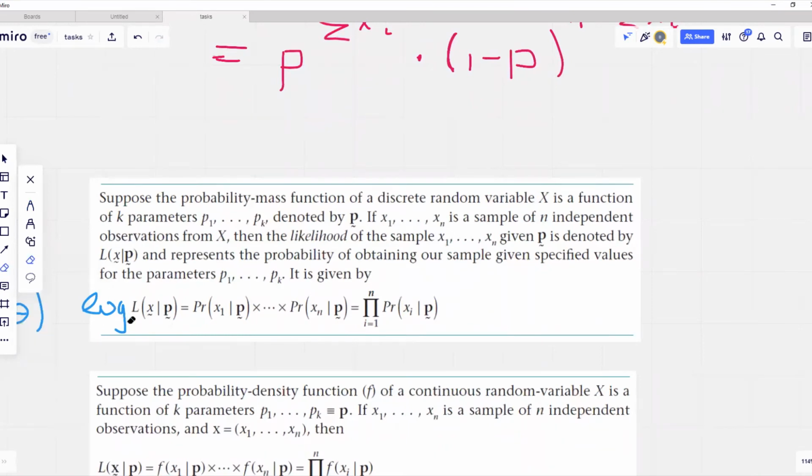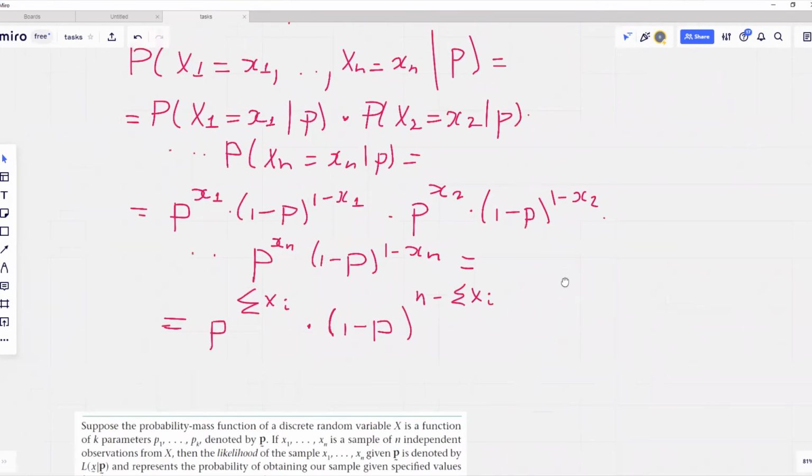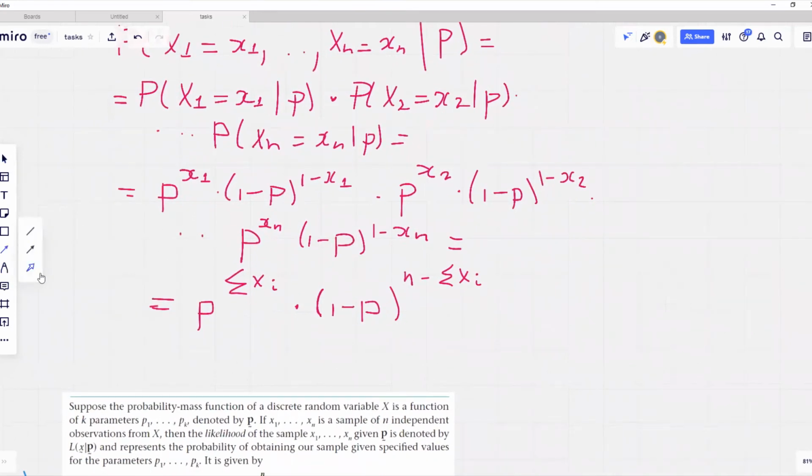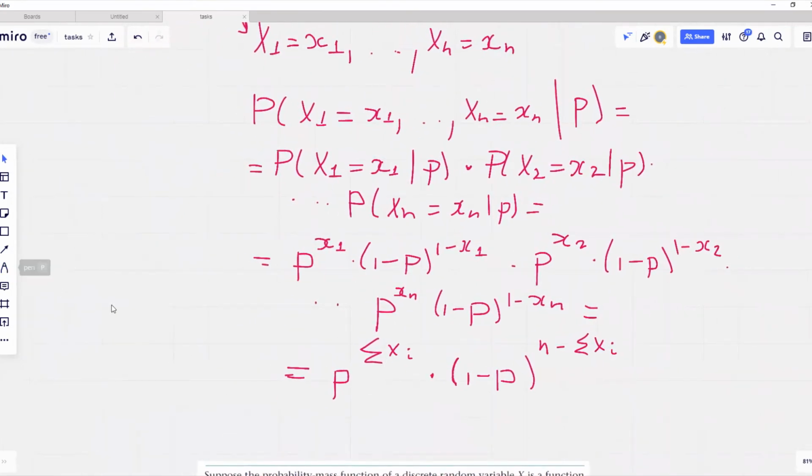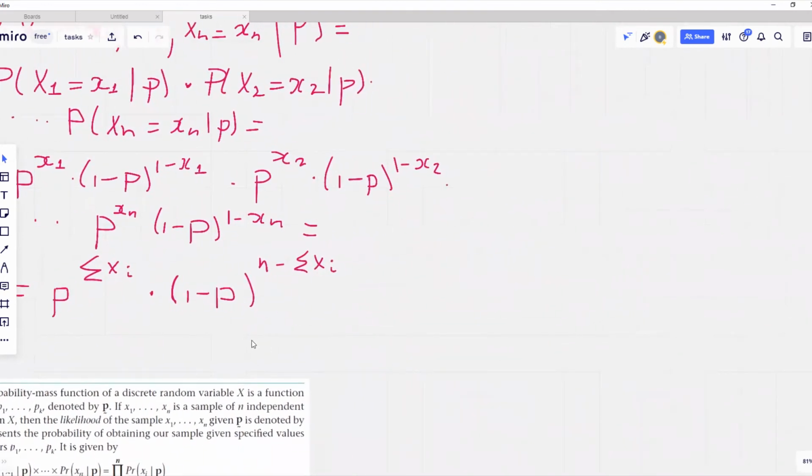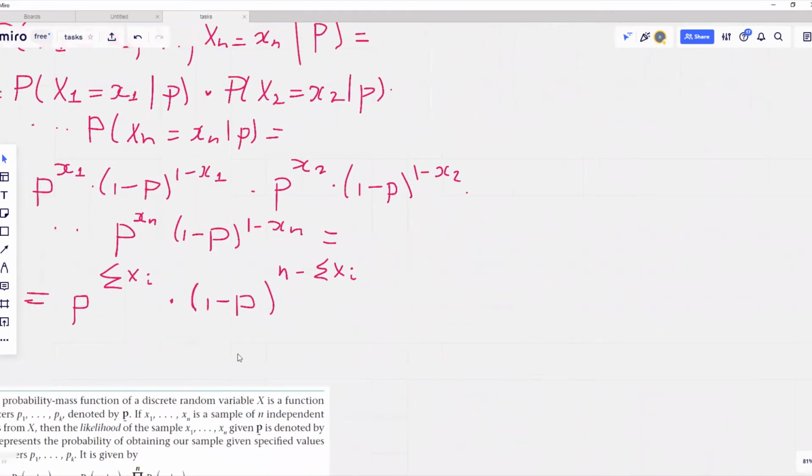Since log, as you know, is a monotonically increasing function, maximizing the log of your likelihood function over parameter p will also maximize your likelihood function. But in our case here, we can simply take the derivative of our likelihood function. So let's do that and find a parameter p that will maximize our likelihood function, and this value will be known as the maximum likelihood estimator.